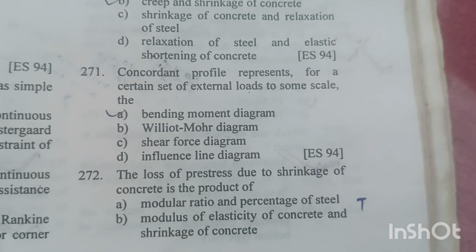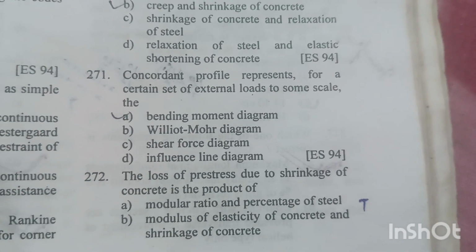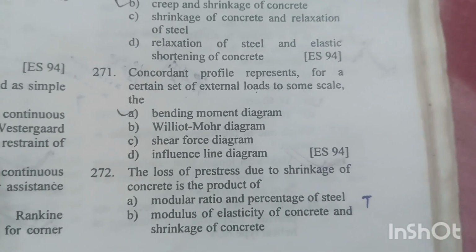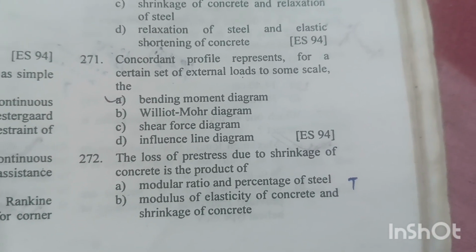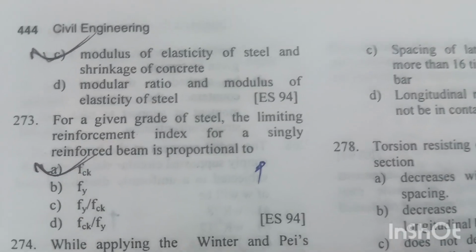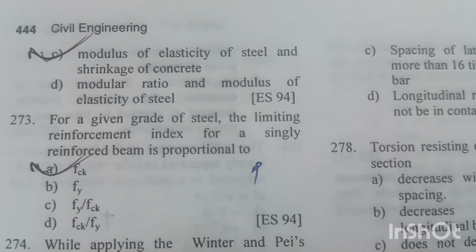Concordant profile represents for a certain set of external loads to some scale the bending moment diagram. Option A is right answer. Question number 272. The loss of pre-stress due to shrinkage of concrete is the product of modulus of elasticity of steel and shrinkage of concrete. Option C is right answer.